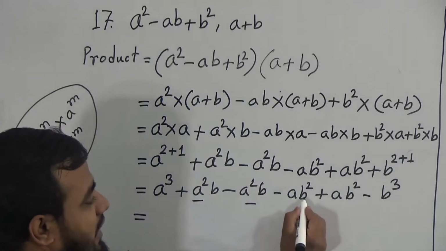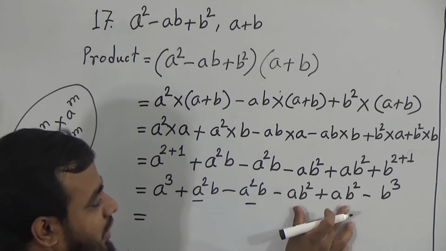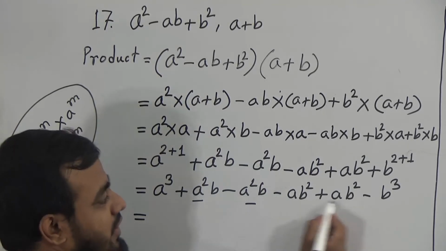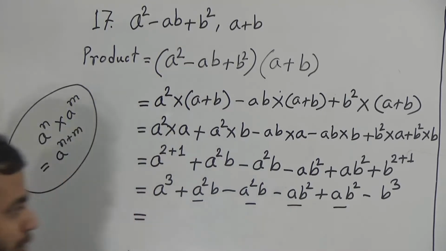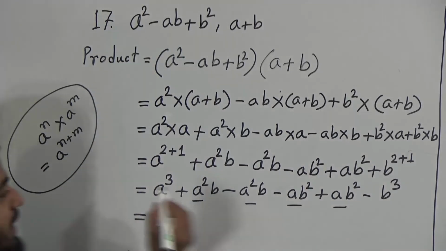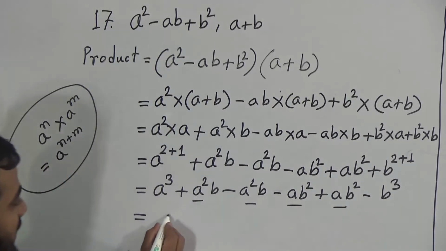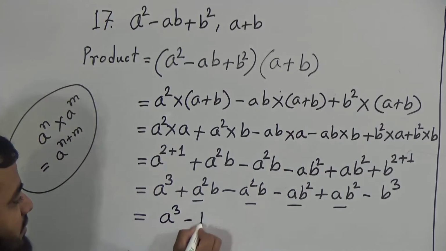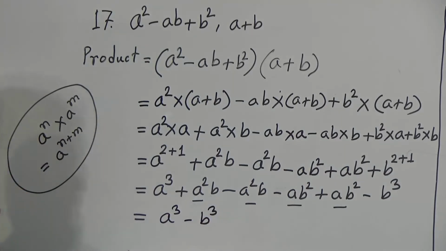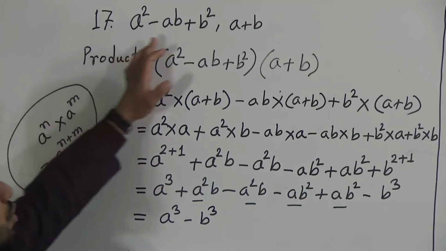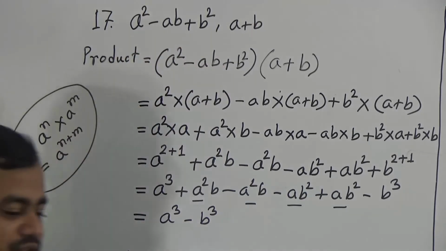And ab square and ab square are similar terms. This ab square has a minus sign, this ab square has a plus sign, so these two can also be omitted. So we will get only a cube minus b cube as a result. This will be our result of the product of these two expressions.